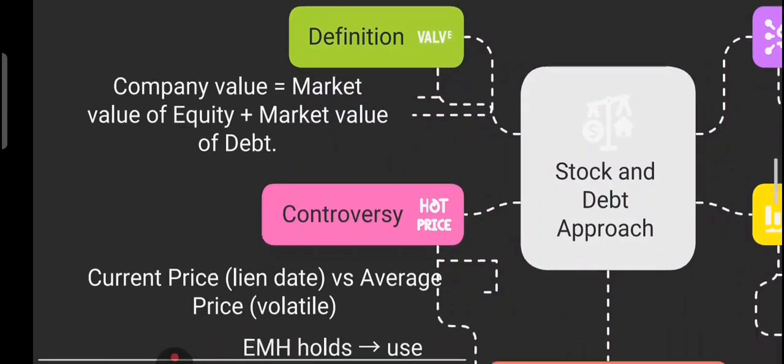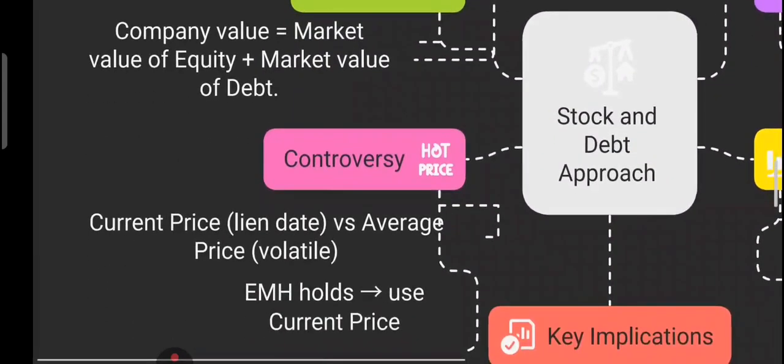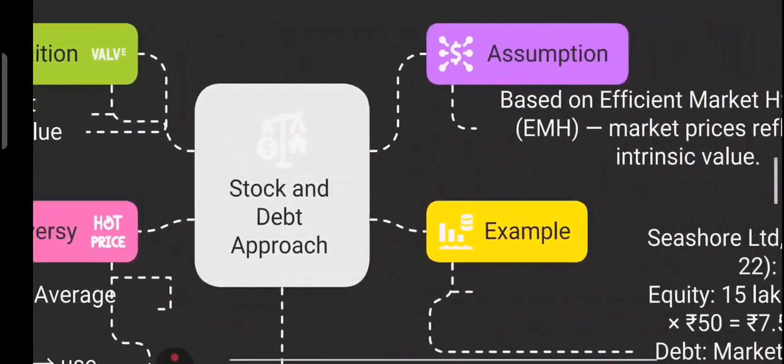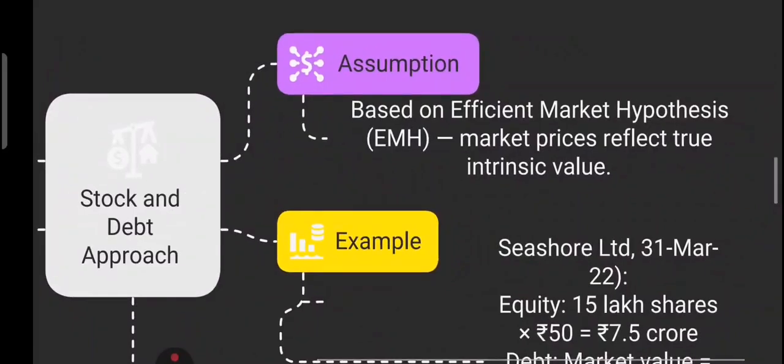Market value of equity plus market value of debt. That's it. Now, assumptions. What are the assumptions that it made? Very important assumptions. This method works on EMH. What is EMH? The efficient market hypothesis, which says that market price already reflects a company's true worth.